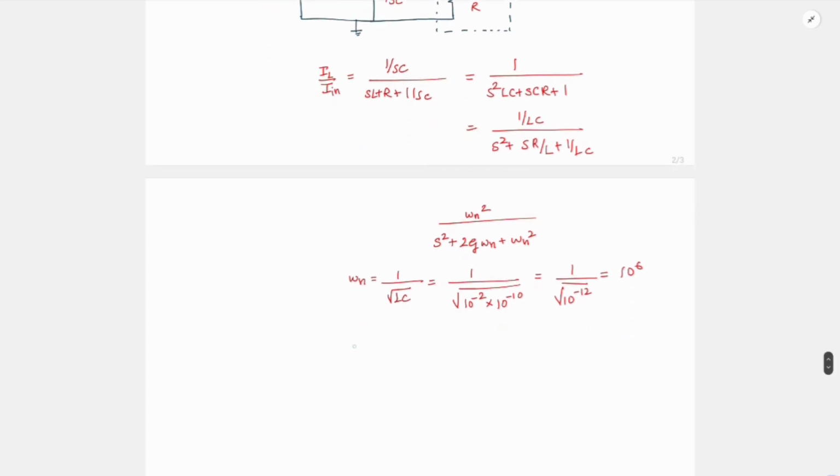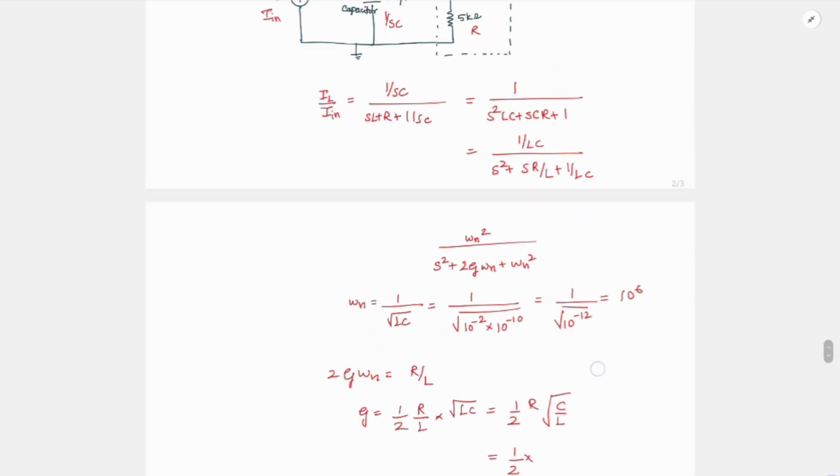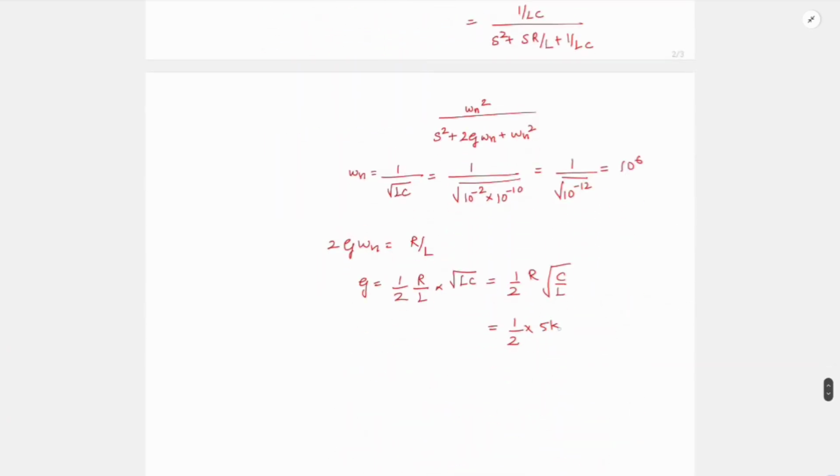Then my zeta, so 2 zeta omega n is R by L, right? And my zeta will be nothing but 1 over 2, R by L into 1 by omega n, which is nothing but root LC. So this is 1 over 2 R root of C by L. So if we calculate what it comes to, 1 by 2 into, my R is 5k. So 5k root of C by L, which is 10 power minus 10 by 10 power minus 2. So this is nothing but 10 power minus 8. So if I take a root, it will come to 10 power minus 4.